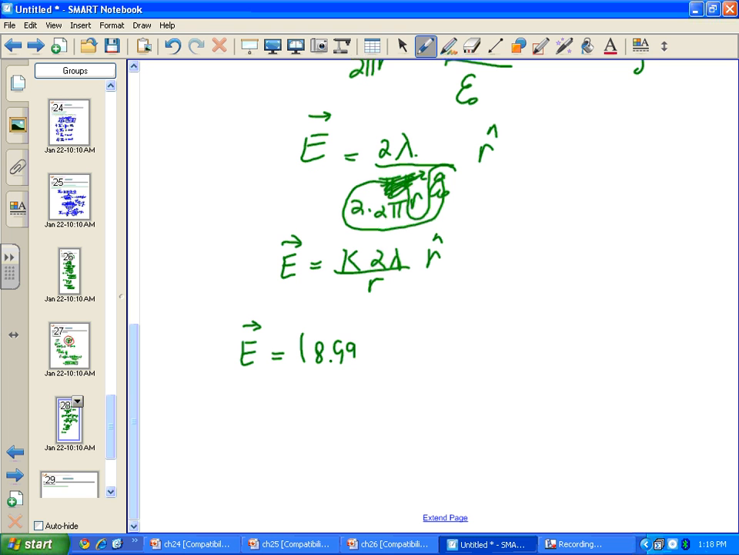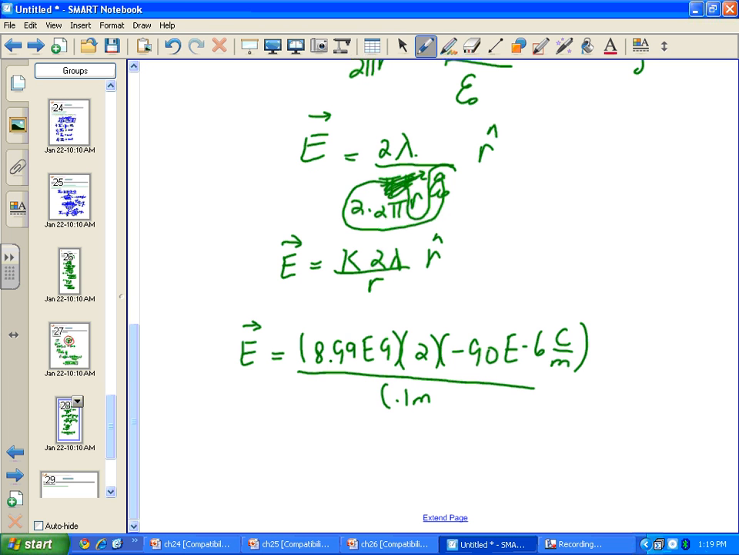k is 8.99 e to the 9 times 2 times negative 90 e to the minus 6 coulombs per meter, divided by 0.1 meter, and of course this will be the r hat direction, and we get a value of electric field of minus 1.62 e to the 7 r hat direction Newton per coulomb.